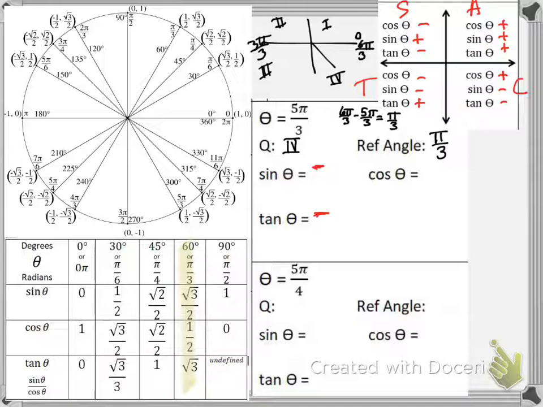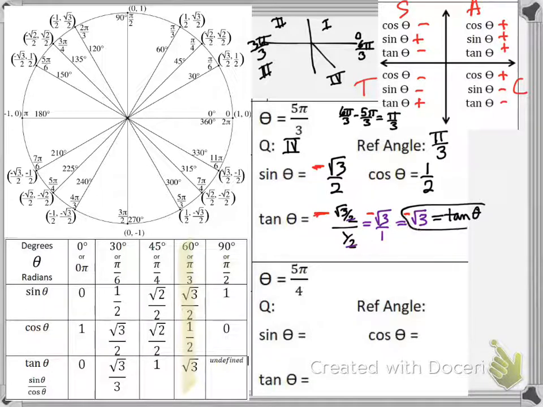Sine is root 3 over 2. Cosine is 1/2. Tangent is y over x. So root 3 over 2 divided by 1/2. I'm going to wipe out the 2's, take the shortcut and call it root 3 over 1. And root 3 over 1 is just root 3. Don't forget, keep the negative as part of your answer there. So this is my answer for tangent theta.